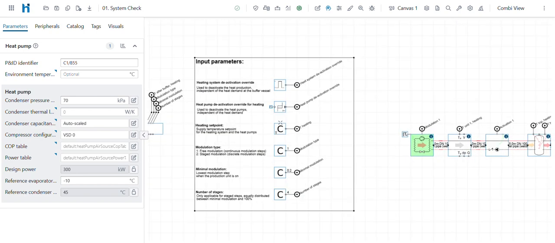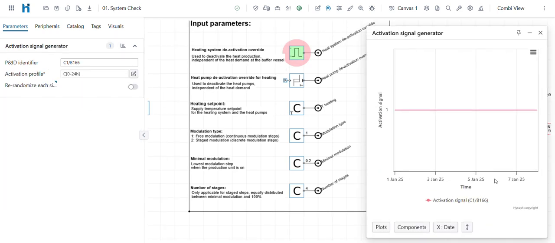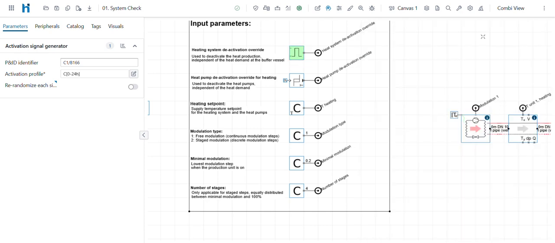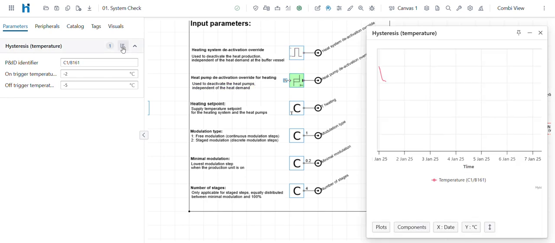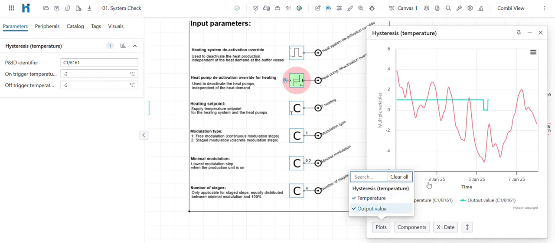So if I go into those controls, we've got our activation signal, which is in this case always on. Then we've got our activation with respect to the exterior air temperature. So here we can see the exterior air temperatures, and here I think this might be the problem. We can see we've got an off trigger at an evaporator temperature of -5, and here we're going below -5. So if I look at my output value, yes, exactly, we can see that our system is being turned off.